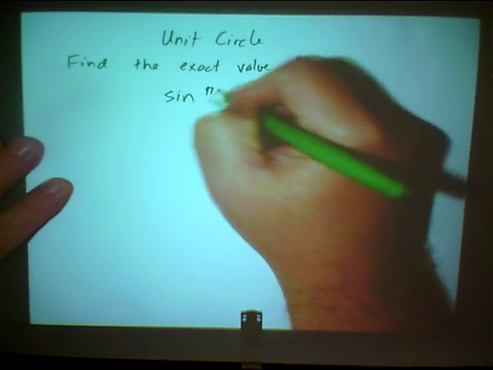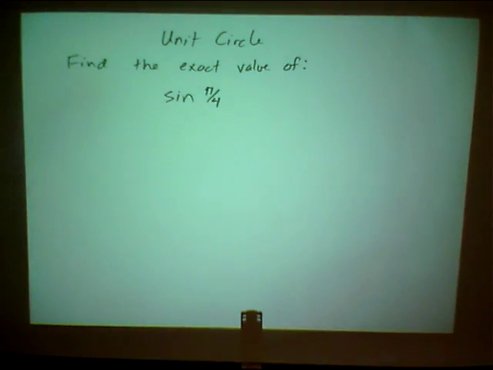Sine of pi over 4. Now if you convert that to degrees, that's 45 degrees, but we don't really want to work with degrees now. We want to think in terms of radians. So basically they're asking, what is the sine of pi over 4? This is where the unit circle becomes really, really helpful.